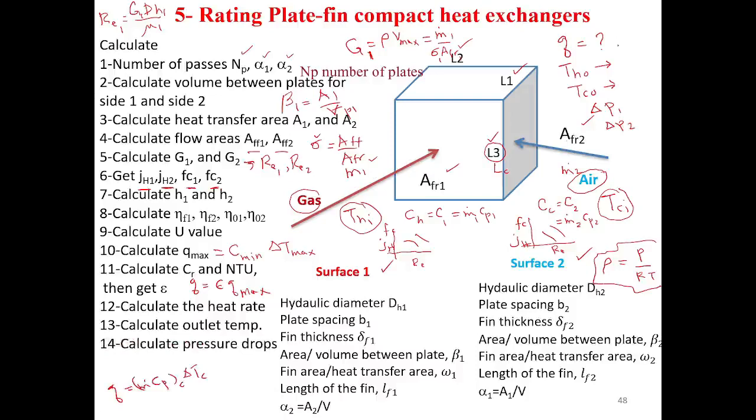So we calculated Q, we calculated T hot out and T cold out, and now we have to go and calculate the pressure drop, since we have the friction coefficient for side 1 and side 2. Then you can calculate the pressure drop for both sides. This is a very fundamental idea for rating.